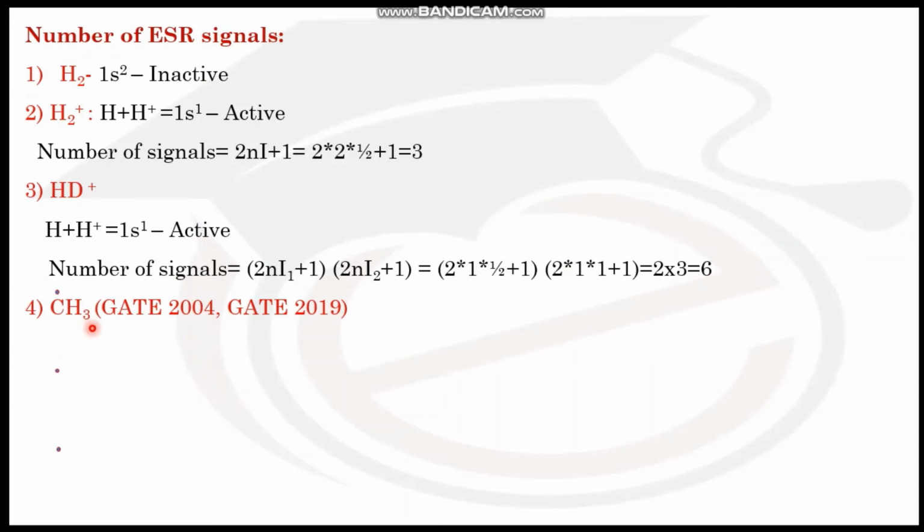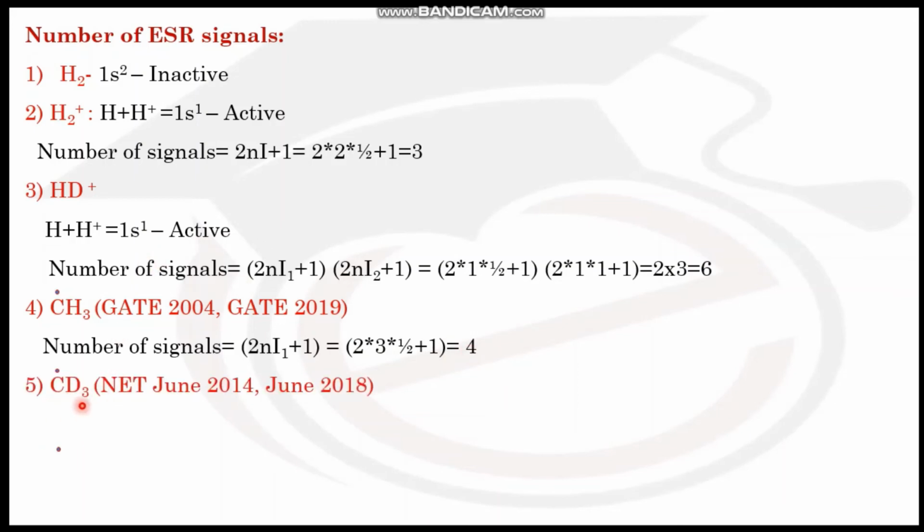Now it's the methyl radical. This question was asked in GATE 2004, GATE 2019 and in PSC exams. This methyl radical, a lot of times questions are asked. And here also one unpaired electron is there. That means one signal is there, and how does the signal split? Here you can see that 3 hydrogens are there, and this H1 is an active nucleus, so it is able to split the signal. Number of signals is 2nI plus 1, 2 into 3 into 1/2 plus 1, that is equal to 4. 4 signals you are getting.